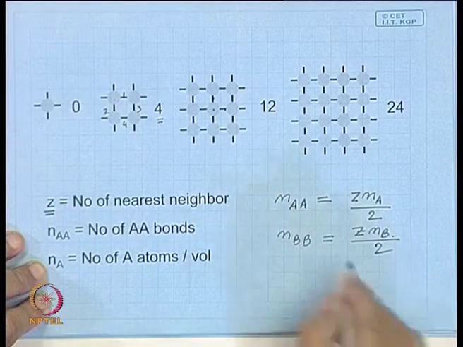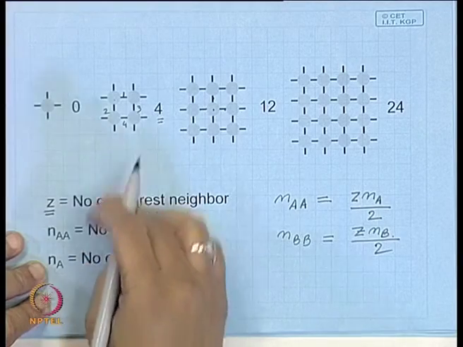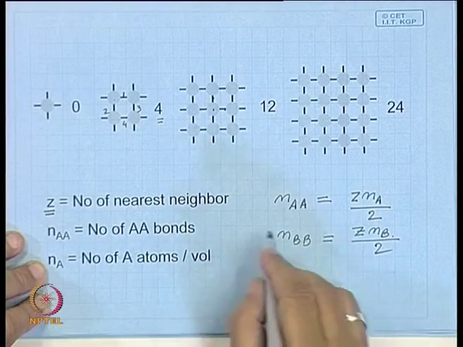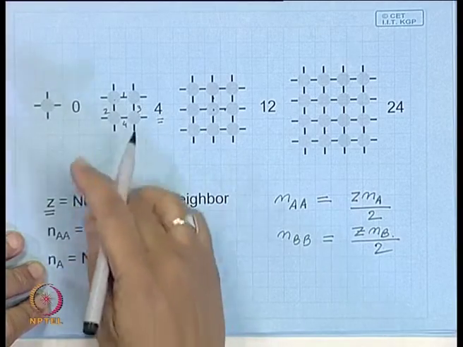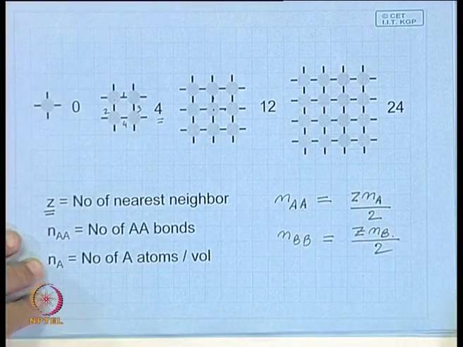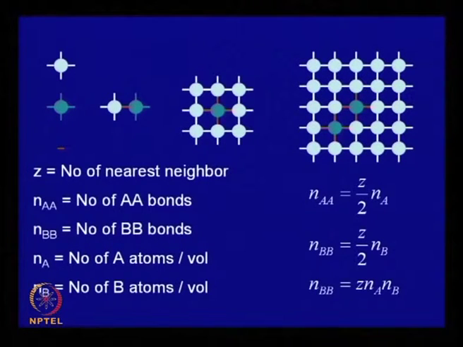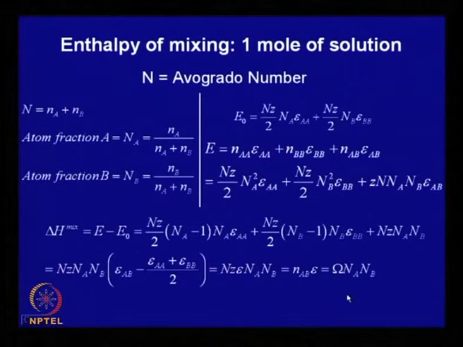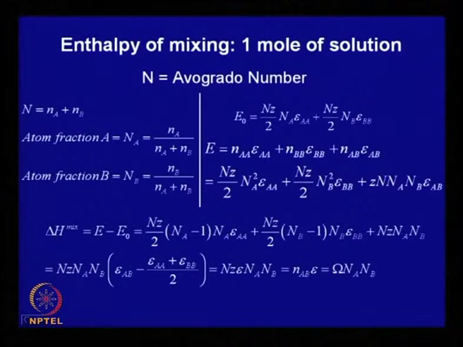And now, if you mix these together, then how will you find out the total number of bonds? I think I'll leave it to you. In fact, what can be shown is that this is how you will calculate the number of AB bonds. So, I think this should be NAB. And now, with this, let us try to find out how we calculate the enthalpy of mixing.